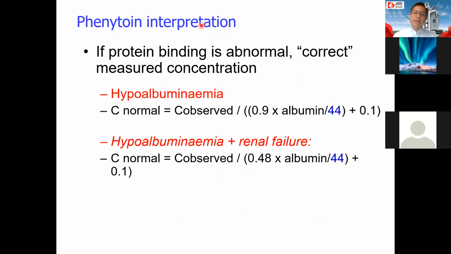Now for phenytoin, the important thing is protein binding, because phenytoin is 90% bound to albumin. In hypoalbuminemia, we need to calculate the corrected value. The corrected value is the observed concentration divided by (0.9 times albumin divided by 44, plus 0.1). The 0.9 is because it's 90% bound, and 44 is the normal average albumin range.